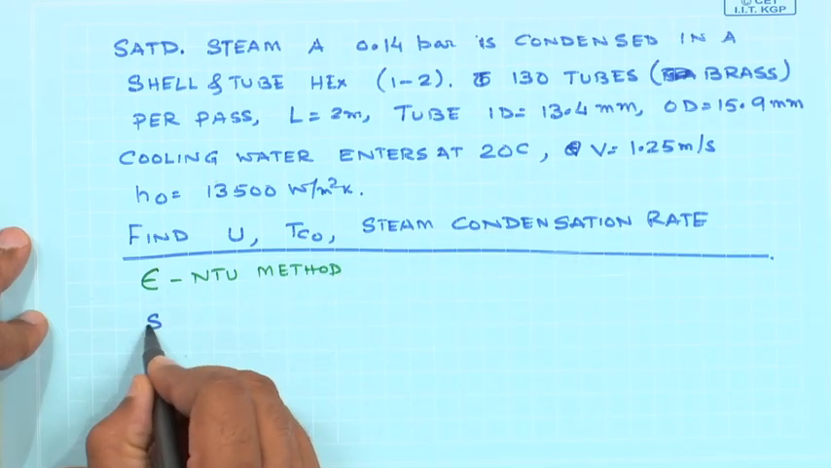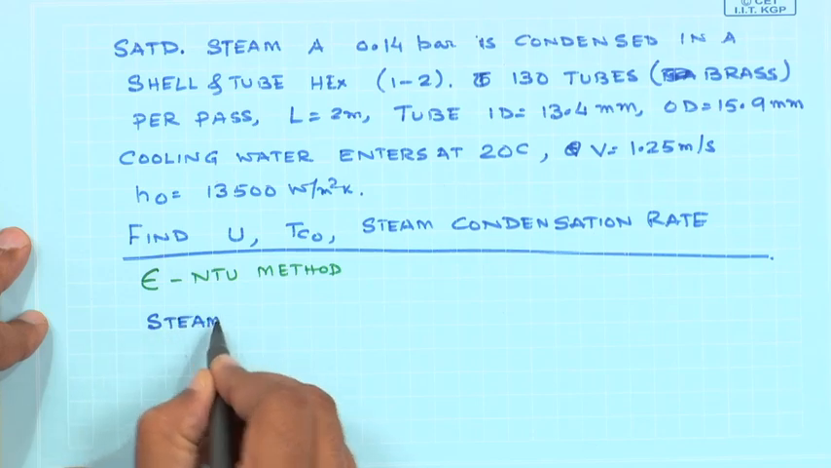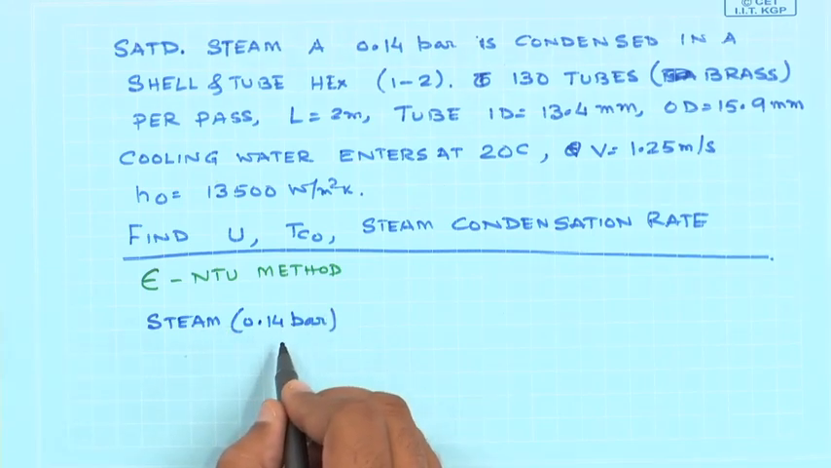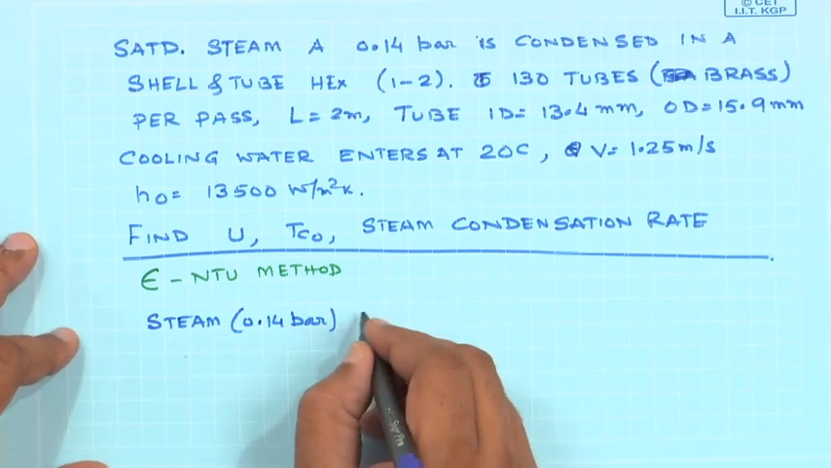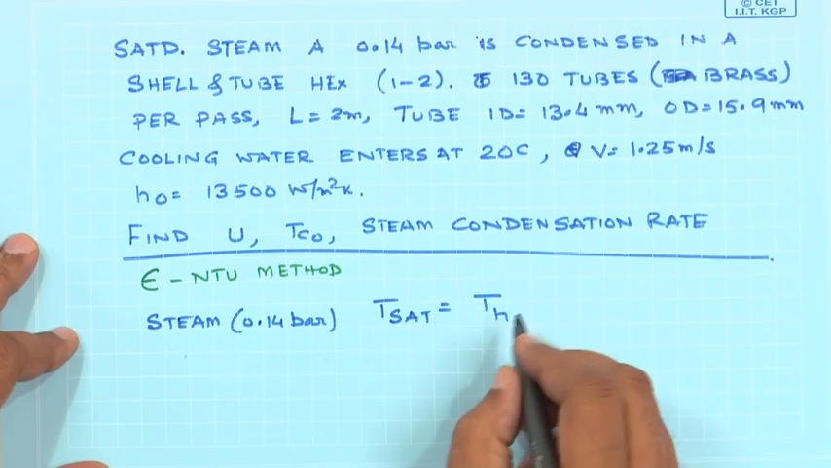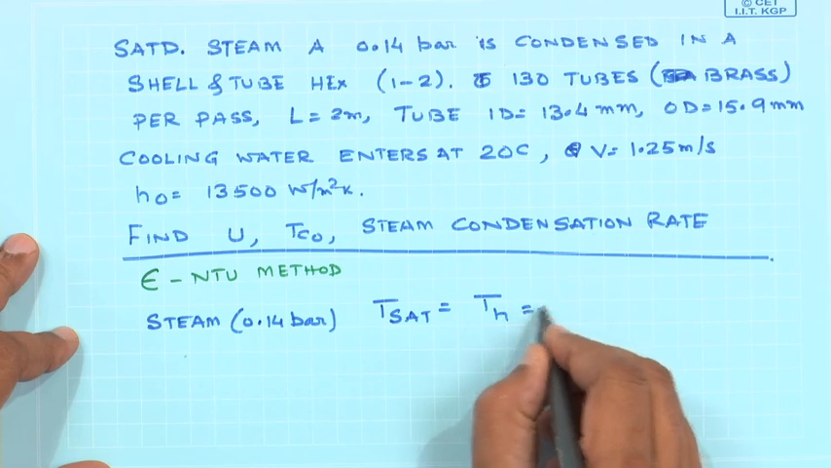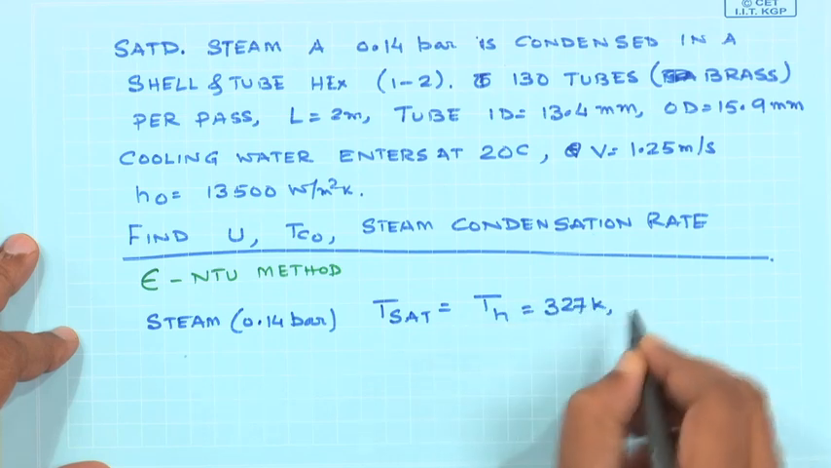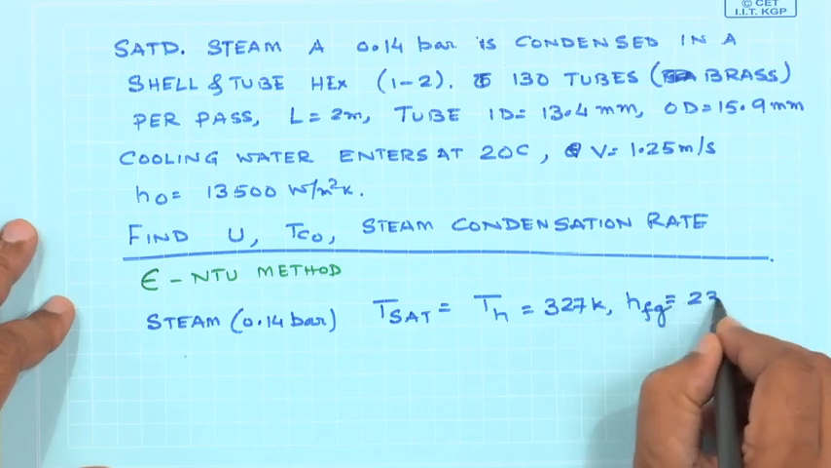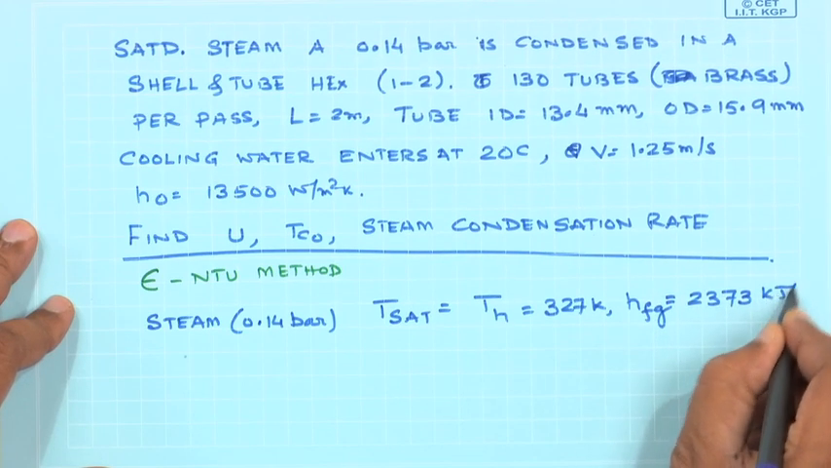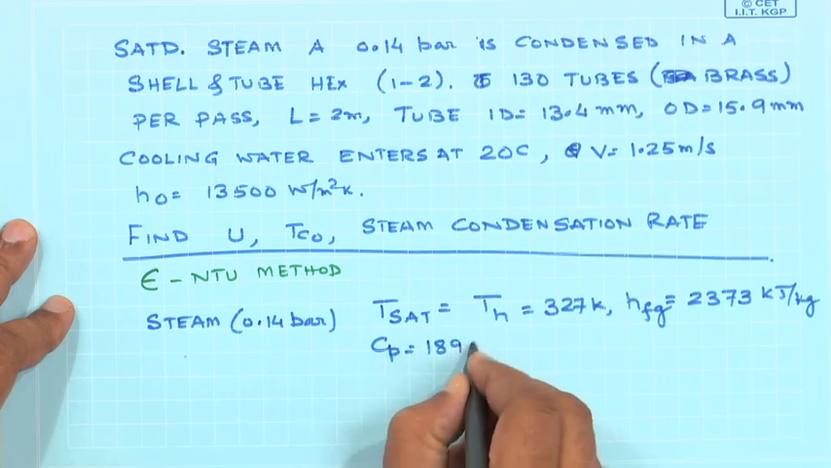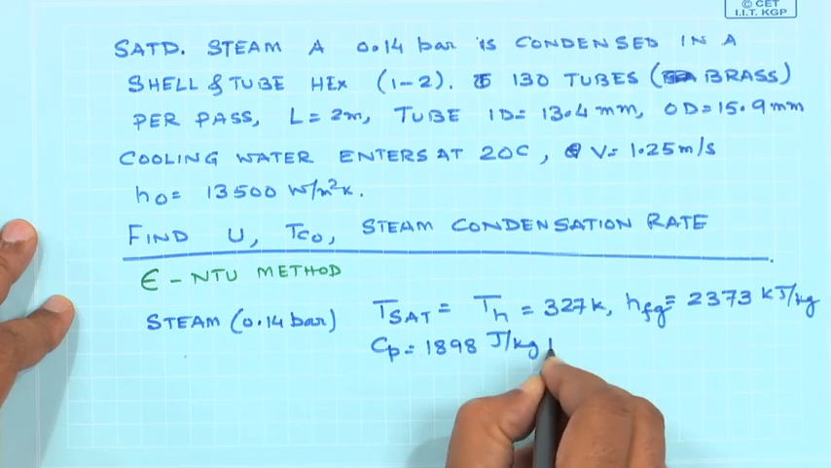For the steam which is saturated at 0.14 bar, you can get the temperature from the steam table. Tsat, the temperature of the hot fluid, which is the same at the inlet and outlet, is 327 Kelvin. The value of the latent heat for condensation is 2373 kilojoule per kg. The value of the heat capacity is 1898 joule per kg Kelvin.